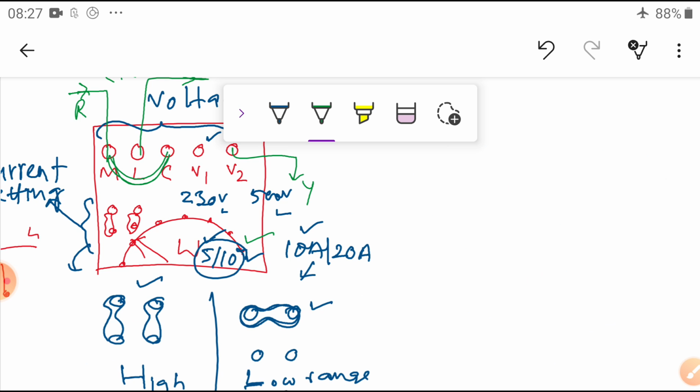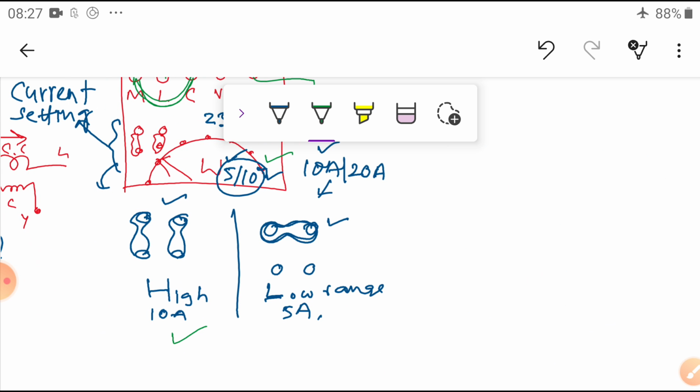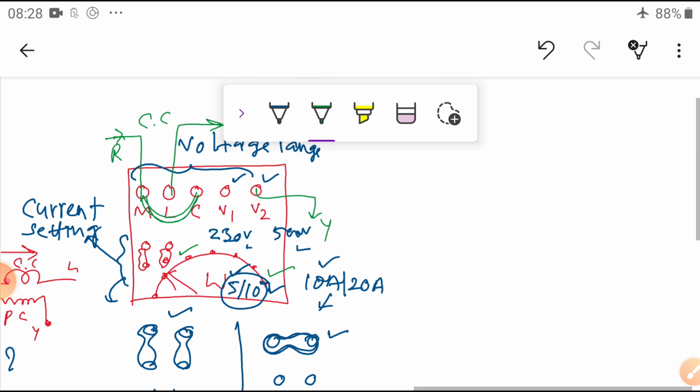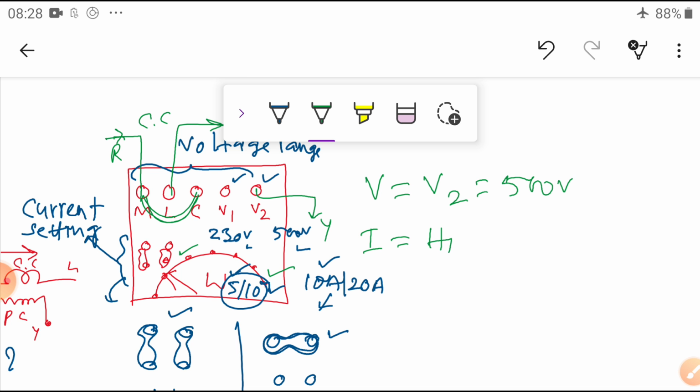So this is 10 amps, I can take the 10 amperes. So I connect the parallel, this one. So now what has happened? I set the voltage equal to V2, that is 500 volts I connected, and the current setting is the high range, that is the 10 amps I connected physically.